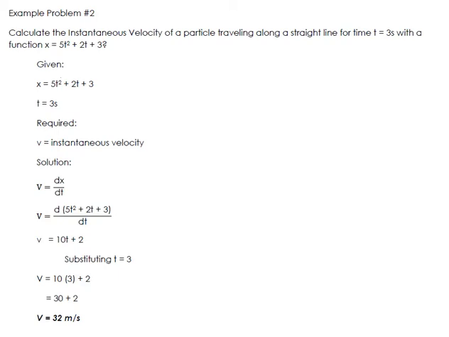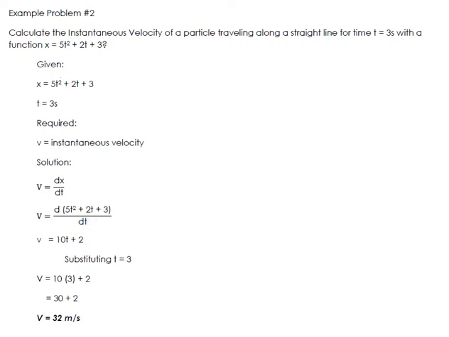Now if you remember, velocity is the derivative of the position with respect to time. So we have velocity is equal to dx over dt, the derivative of x with respect to time. A function is given where x is equal to 5t squared plus 2t plus 3. We'll just have to differentiate this function to arrive at velocity. If you remember our differential calculus, we take the derivative of the function 5t squared plus 2t plus 3 with respect to time.